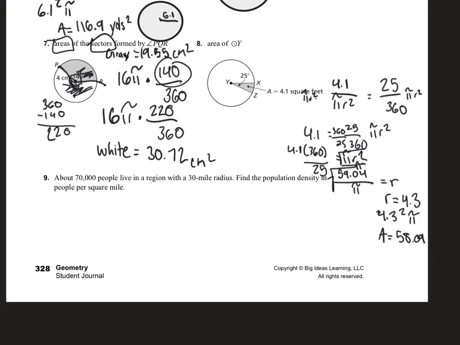Okay, so about 70,000 people live in a region with a 30-mile radius. Find the population density in people per square mile. So, like I said on number 1, which was our vocabulary term, it's the amount of people over the area. So it would be 70,000 over our area, which would be 30-mile radius, so 30 squared, which is 900, times pi. And if you plug this in the calculator, you should get your population density, which is roughly about 24.77 people per square mile.